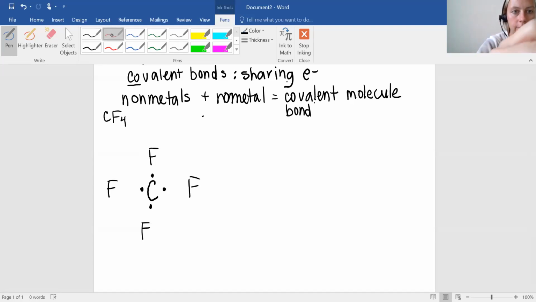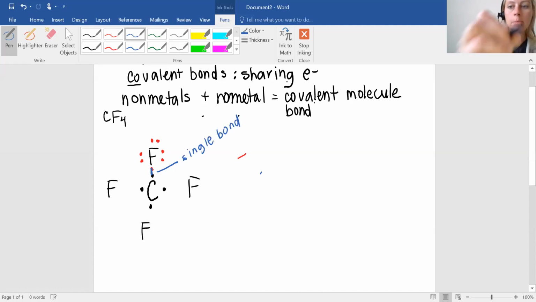So I will actually denote those as red just so we can notice. So I have 1, 2, 3, 4, 5, 6, 7. If you notice where my carbon and fluorine meet, we have a bond that occurs. This is one bond. It's called a single bond. You can have up to 3 bonds occurring, so you can have a single, double, or triple bond. In this case, we only have 1, so it's a single bond.